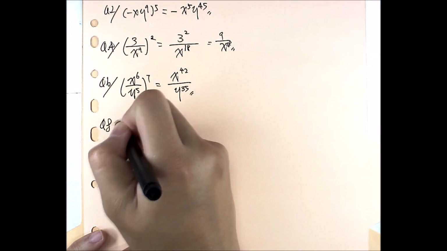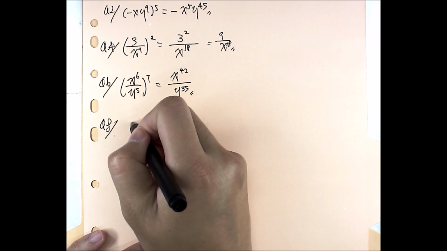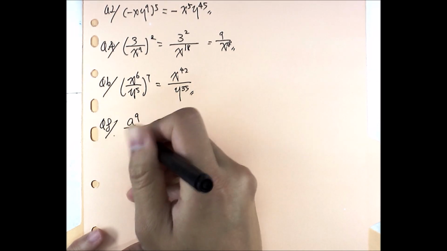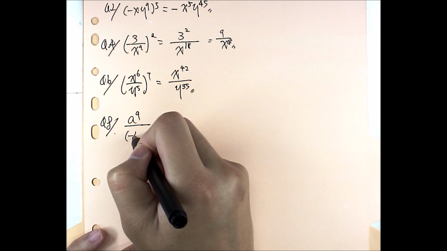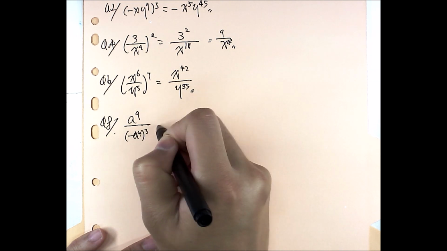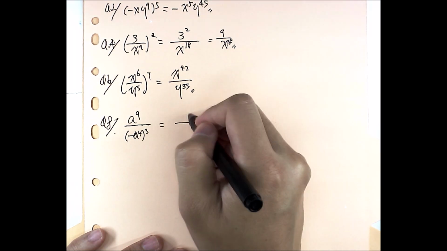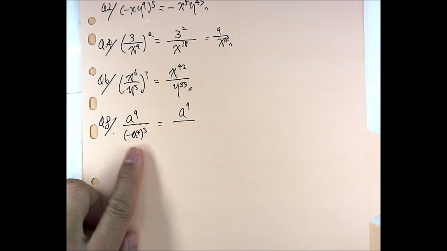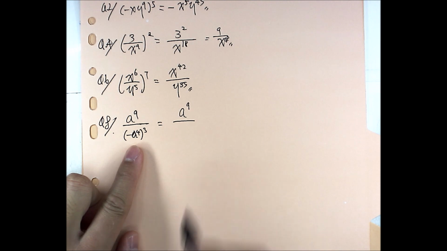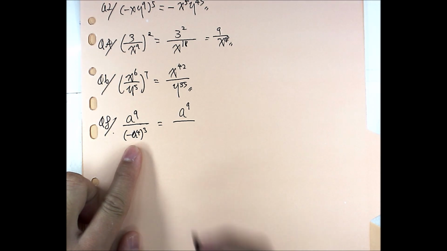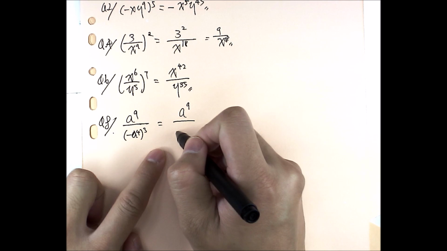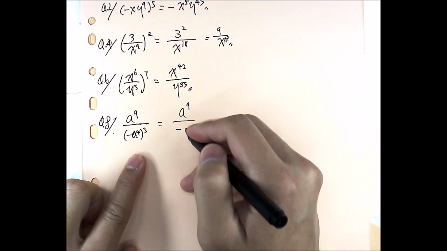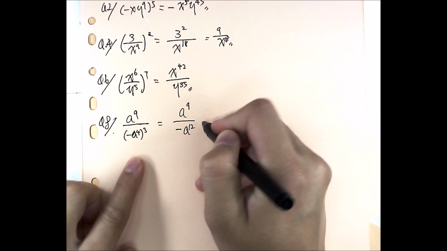Go to question A. Copy a to the power 9, and then here a minus a to the power 4, and then to the power 3. So do nothing with the a to the power 9 above, but you have to do this one at the bottom first. So you see a minus sign inside the bracket, and the 3 is odd, so the result must be negative. Understand? So a to the power 12.